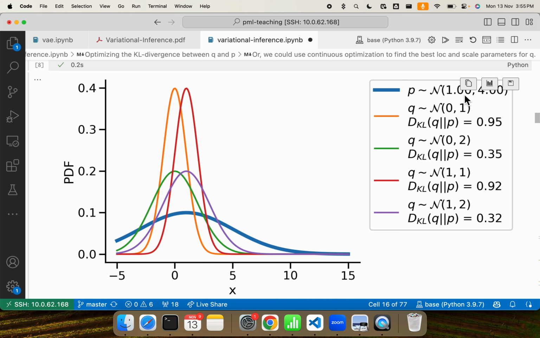We have P, which is normal (1, 4), and then I've created 4 different Qs: (0, 1), (0, 2), (1, 1), (1, 2). If you were to just look at these, you would probably think that the Q parameterized as a normal distribution with mean 1 and scale 4 is showing the lowest KL divergence given P. Right? So we would have chosen that if these were the values.